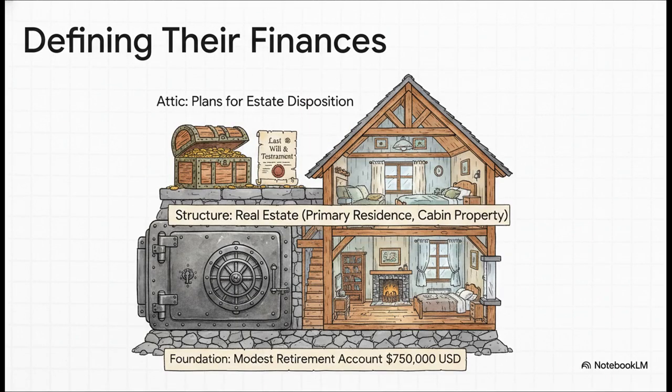And now, the money. This is obviously huge. Your family has to have some kind of retirement account already started. Is it a modest $50,000 or $500,000? That's up to you. Do they own a house? Maybe a little cabin by a lake? And what's their plan for what happens to all their stuff when they're gone? These details are the financial engine of your whole project.